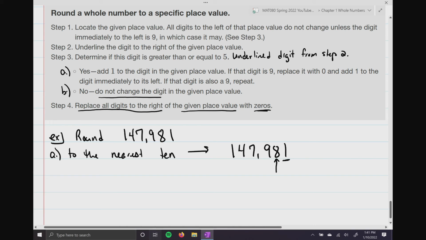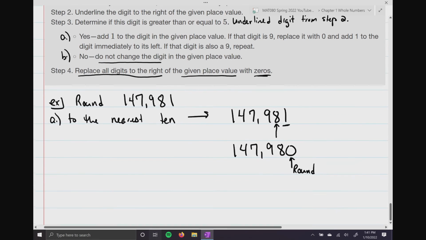Step 4, we replace all the digits to the right of the given place value with zeros. So directly underneath, I'm going to write 147,980. This is my rounded value. Okay, that is what I rounded. Now, let's go ahead and do part B.